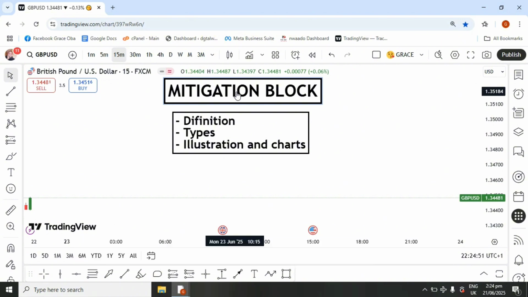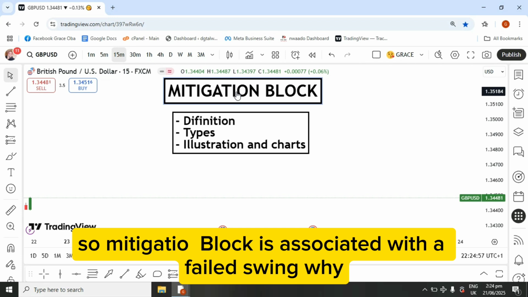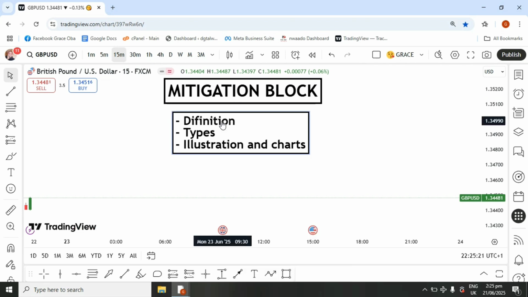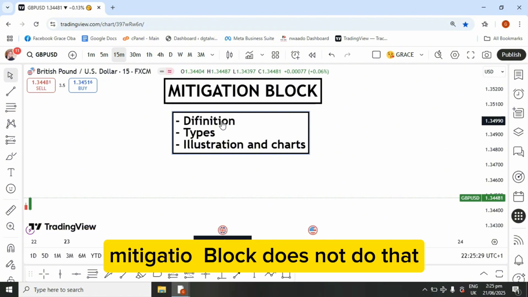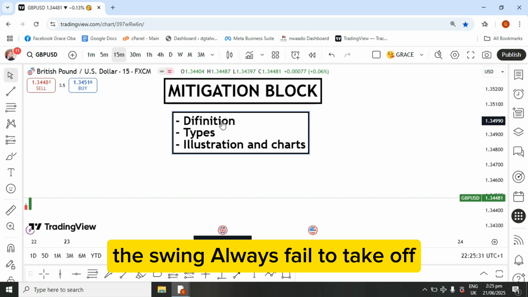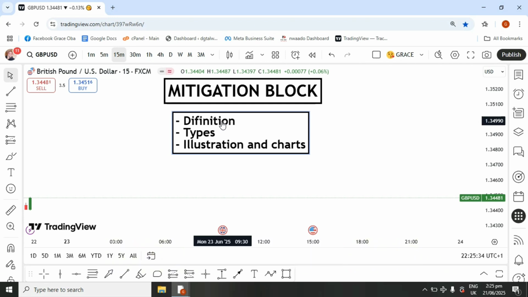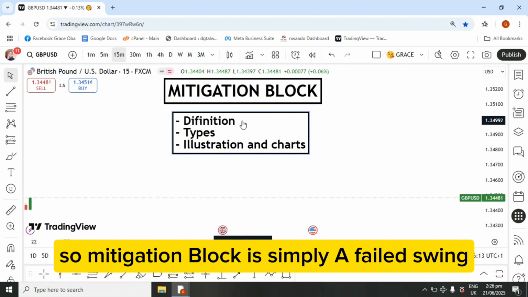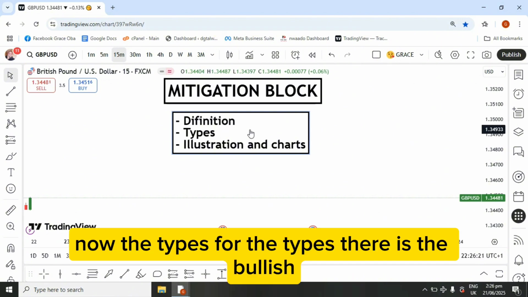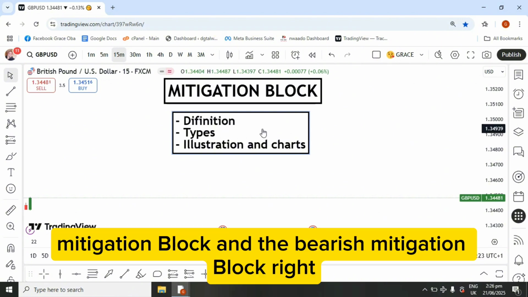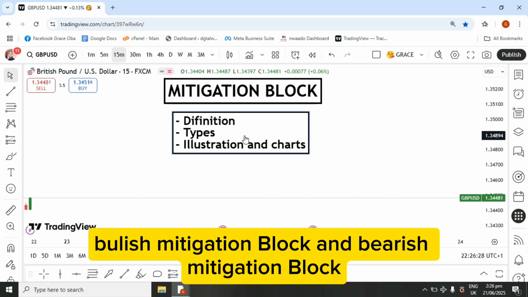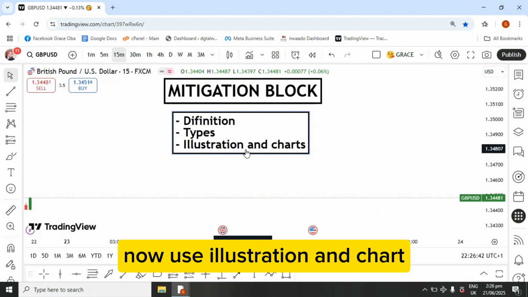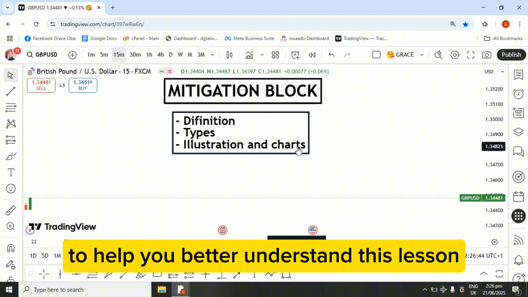The mitigation block is associated with a failed swing, while breaker block creates new POS, taking off previous highs and previous lows. Mitigation block does not do that. The swing always fails to take off highs and lows. So mitigation block is simply a failed swing. Now the types. For the types, there is the bullish mitigation block and the bearish mitigation block. Now use illustration and chart to help you better understand this lesson.